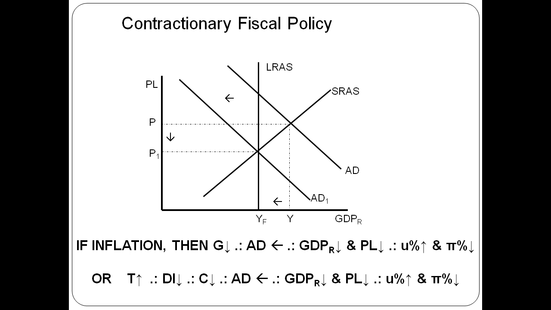The other option the Congress and the President has is to increase taxes. If you increase taxes, that implies you lower disposable income, which implies that consumption falls, which implies that aggregate demand shifts to the left, back to full employment output, which means real GDP is going to fall, price level is going to fall, which implies that the unemployment rate moves the opposite way of real GDP, which is up. Inflation rate moves the same way as price level, which is down. Okay, so there's a contractionary fiscal policy on an ADAS.